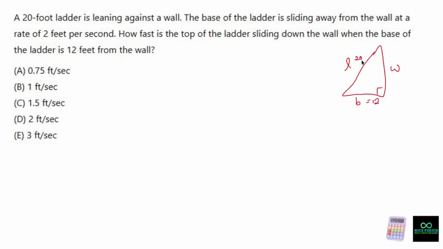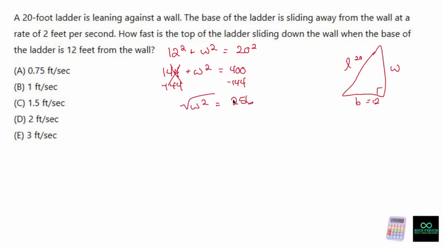What I don't know then is, at this very moment, where is the ladder leaning up against the wall? So we need to find that W, and we're going to use the Pythagorean theorem to do it. 12 squared plus W squared equals 20 squared. 12 squared is 144, plus W squared equals 400. Subtract 144 from both sides. That gets us W squared equals 256. Square root both sides. You don't need a positive or negative because this is going to be distance. And the width at that moment is going to be 16.